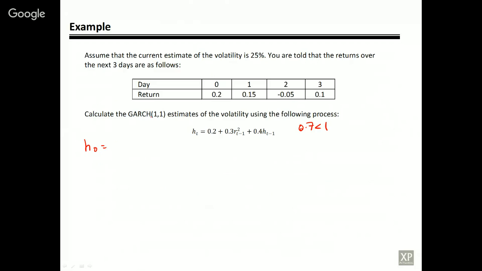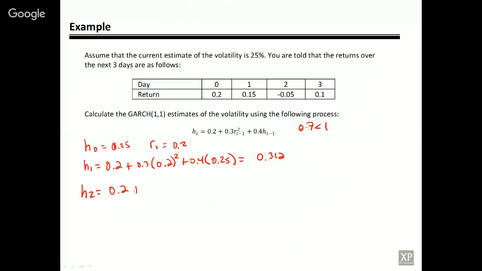Now we know that h0 from above is 0.25, and we know that r0 is 0.2. So h1 would be 0.2 plus 0.3 multiplied by r0, the previous day return, squared, plus 0.4 times h0, which is 0.25. And that gives us 0.312. Then we can estimate the next day. So we take alpha 0 plus 0.3 multiplied by our new return value, 0.15 squared, plus 0.4, our beta value, multiplied by our 0.312, and that gives us 0.33155. And then we can repeat that for the remaining estimates.